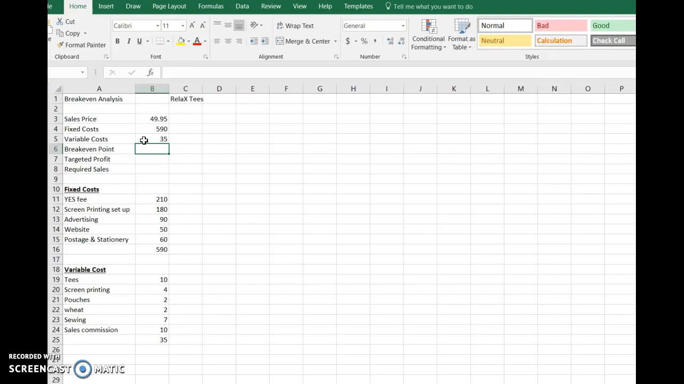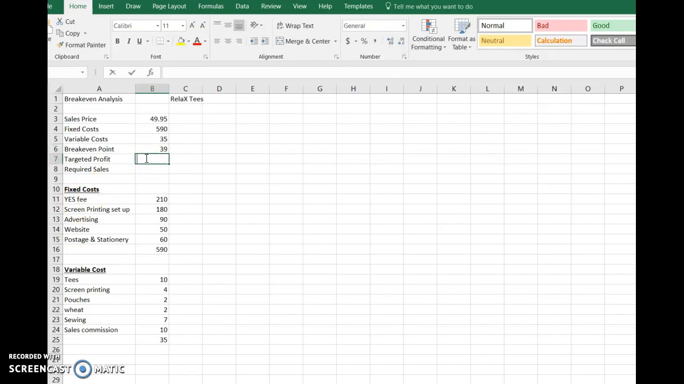So $14.95. Our break-even point, it's a formula, so we type equals. Click on your fixed cost, divided by your contribution margin, which is your sales price minus your variable cost. Okay, and so we need to sell just over 39 in order to break even. That's not make a profit or a loss. I'm just going to reduce that decimal because 39 sounds a bit funny.